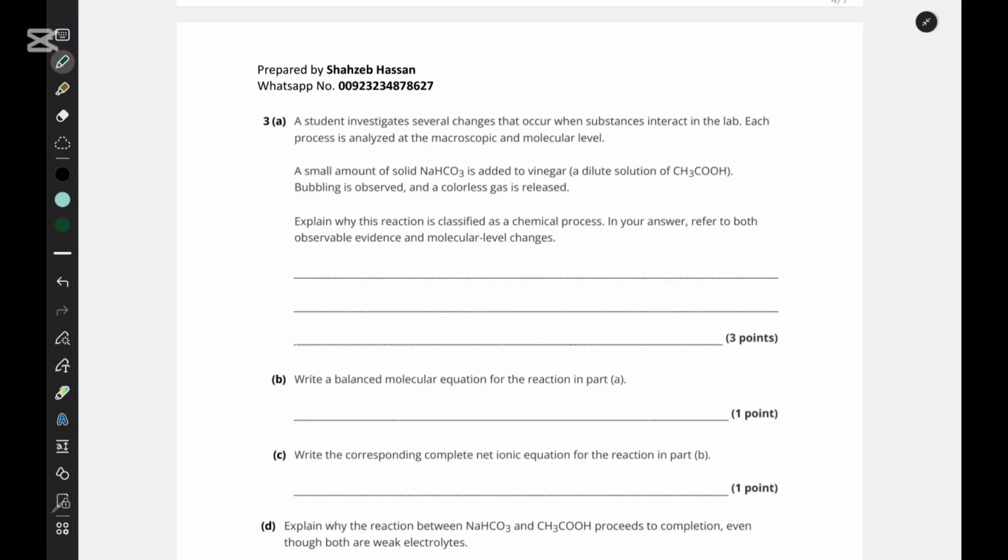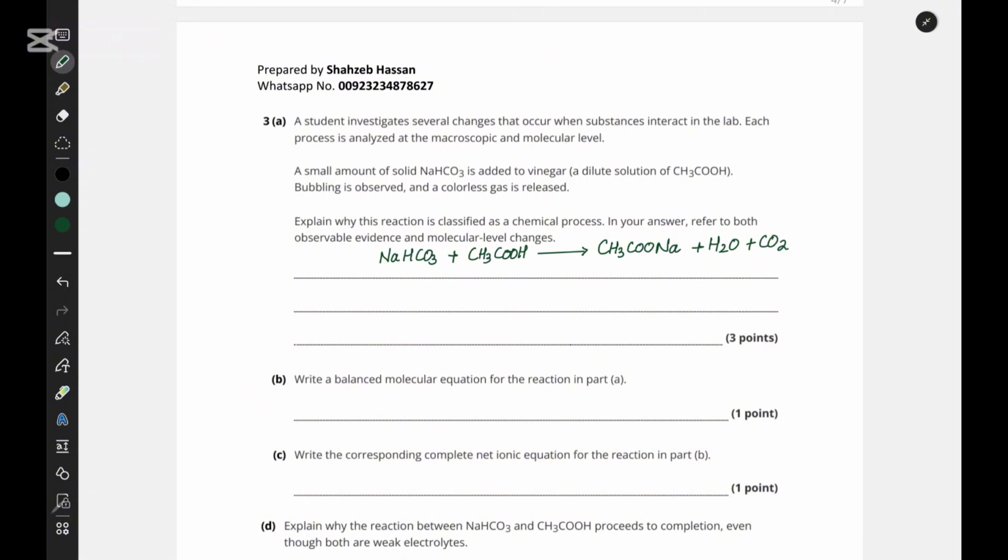A student investigates the several changes that occur when substances interact in the lab. Each process is analyzed at the macroscopic and molecular level. So when NaHCO3 is added to vinegar, which is CH3COOH, bubbles are observed and a colorless gas is released. So what happens when NaHCO3 is reacting with CH3COOH? They are going to form first sodium ethanoate, CH3COONa, plus water plus carbon dioxide.